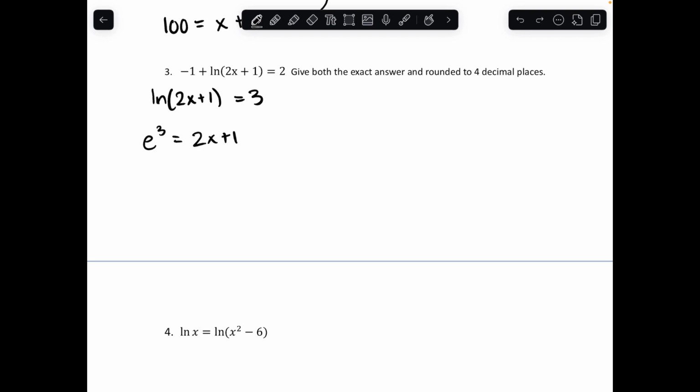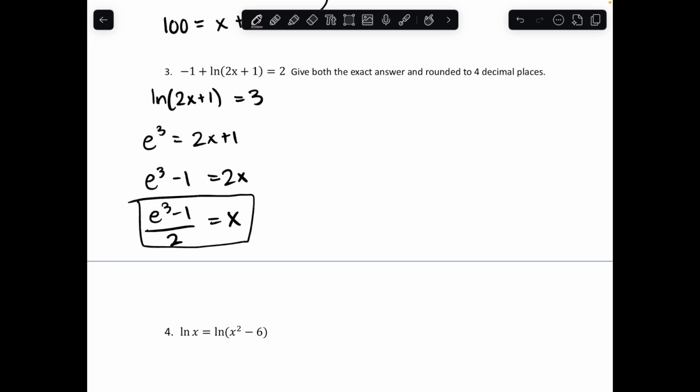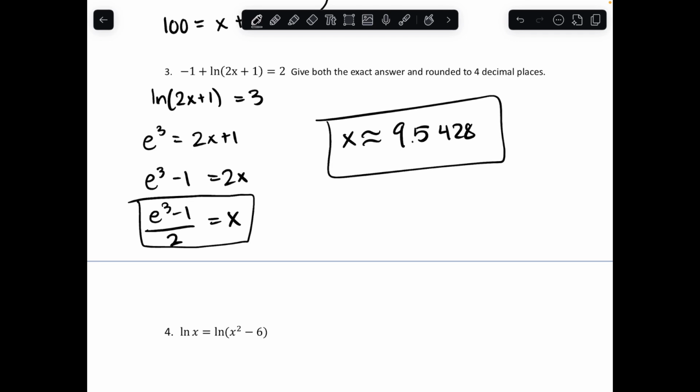We can start trying to get x alone, and so we can subtract 1 from both sides. So we get e cubed minus 1 is equal to 2 times x, and hence (e cubed minus 1) all divided by 2 is going to be equal to x. Now this is our exact answer. However, if we were to plug this into a calculator and round to 4 decimal places, we're going to get that x is approximately equal to 9.5428. Let's move on down to our next problem.